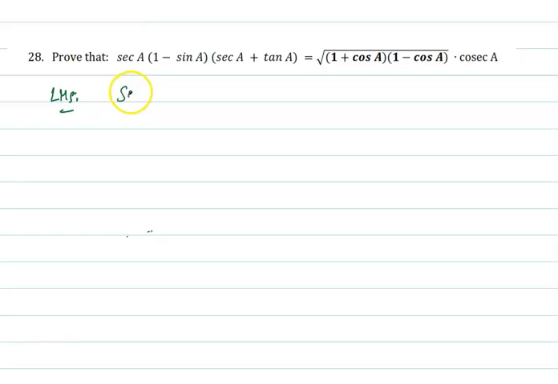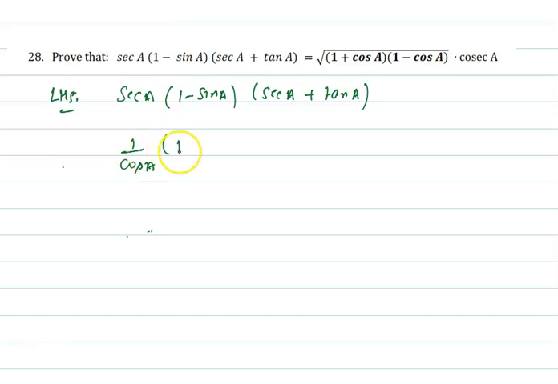So what we have here, secant A into (1 minus sin A) into (secant A plus tan A). This is what the terms in the LHS. We need to simplify this by using the trigonometric identities, but identities cannot be applied here directly as we don't have square for the trigonometric ratios. So I will convert everything to sin and cos. Secant can be written as 1 by cos A, minus sin A.